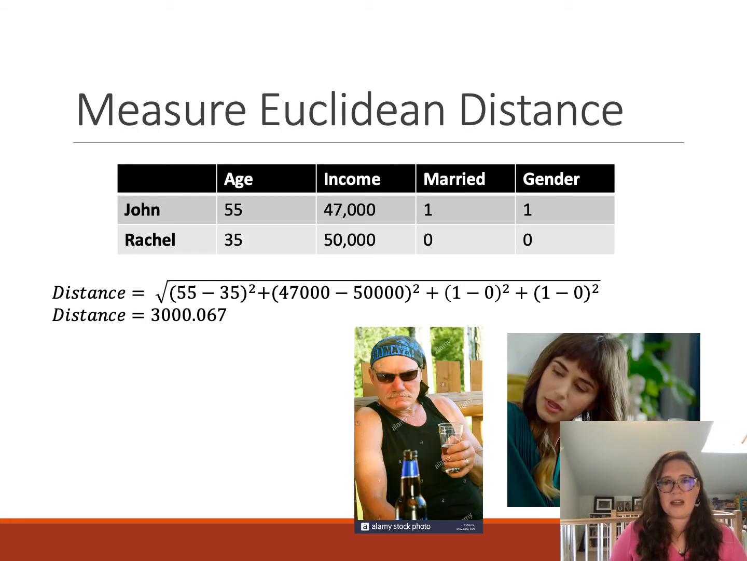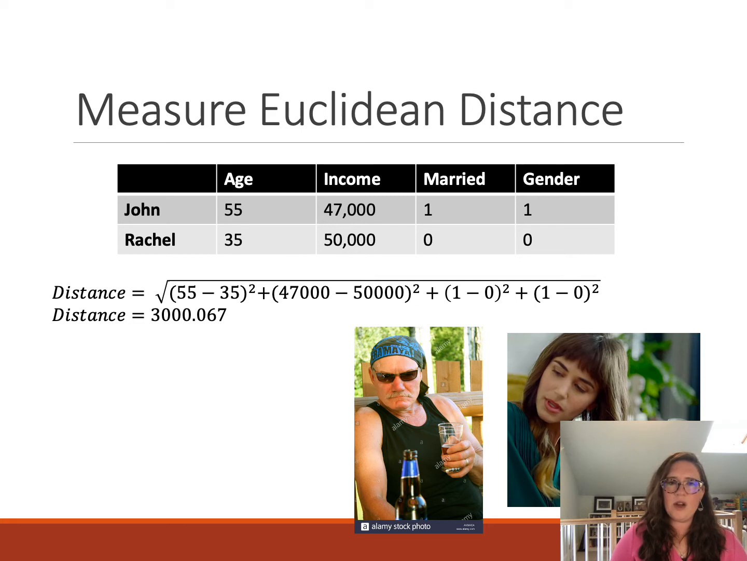Let's go back to John and Rachel. John and Rachel have 4 features, so they're each represented in 4-dimensional space. To calculate the distance between John and Rachel in this 4-dimensional space, we'll take the square root of the sum of the squared differences between their individual feature values.